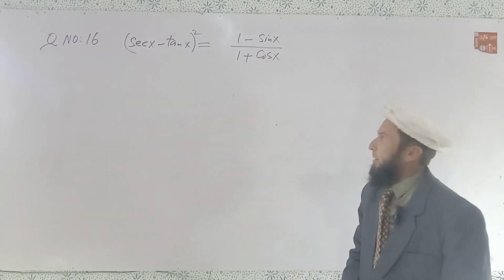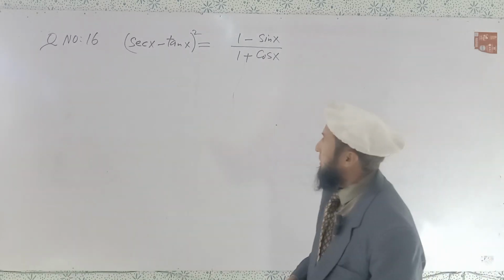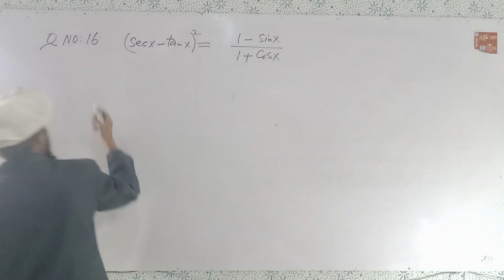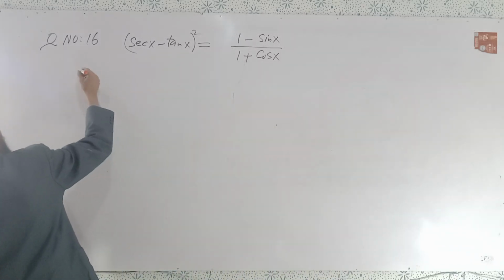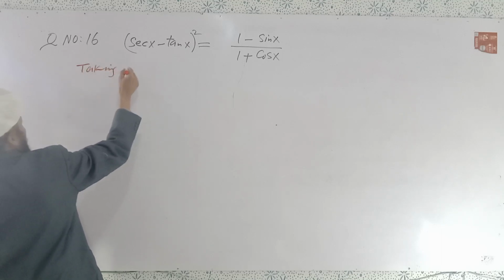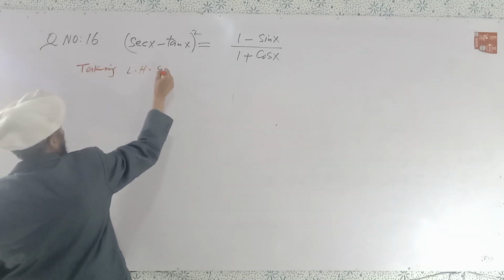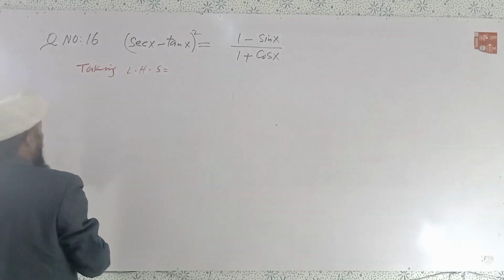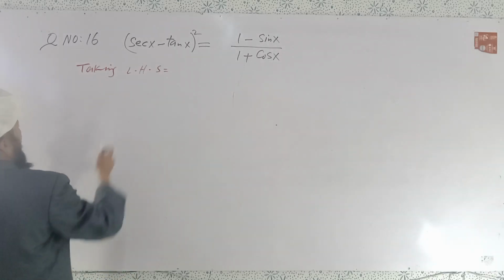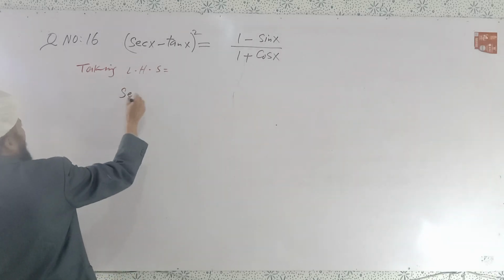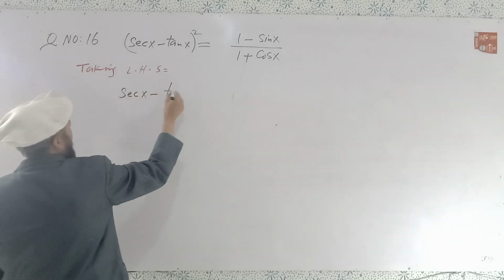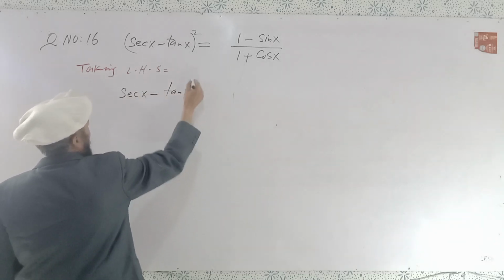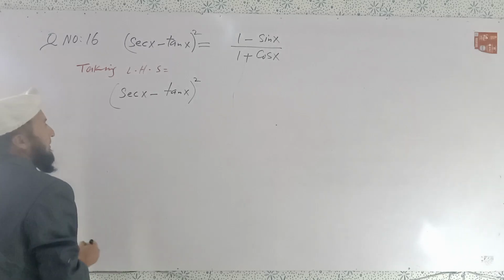Let's start from secant x minus tangent x. Taking the left hand side: (secant x minus tangent x) whole square.